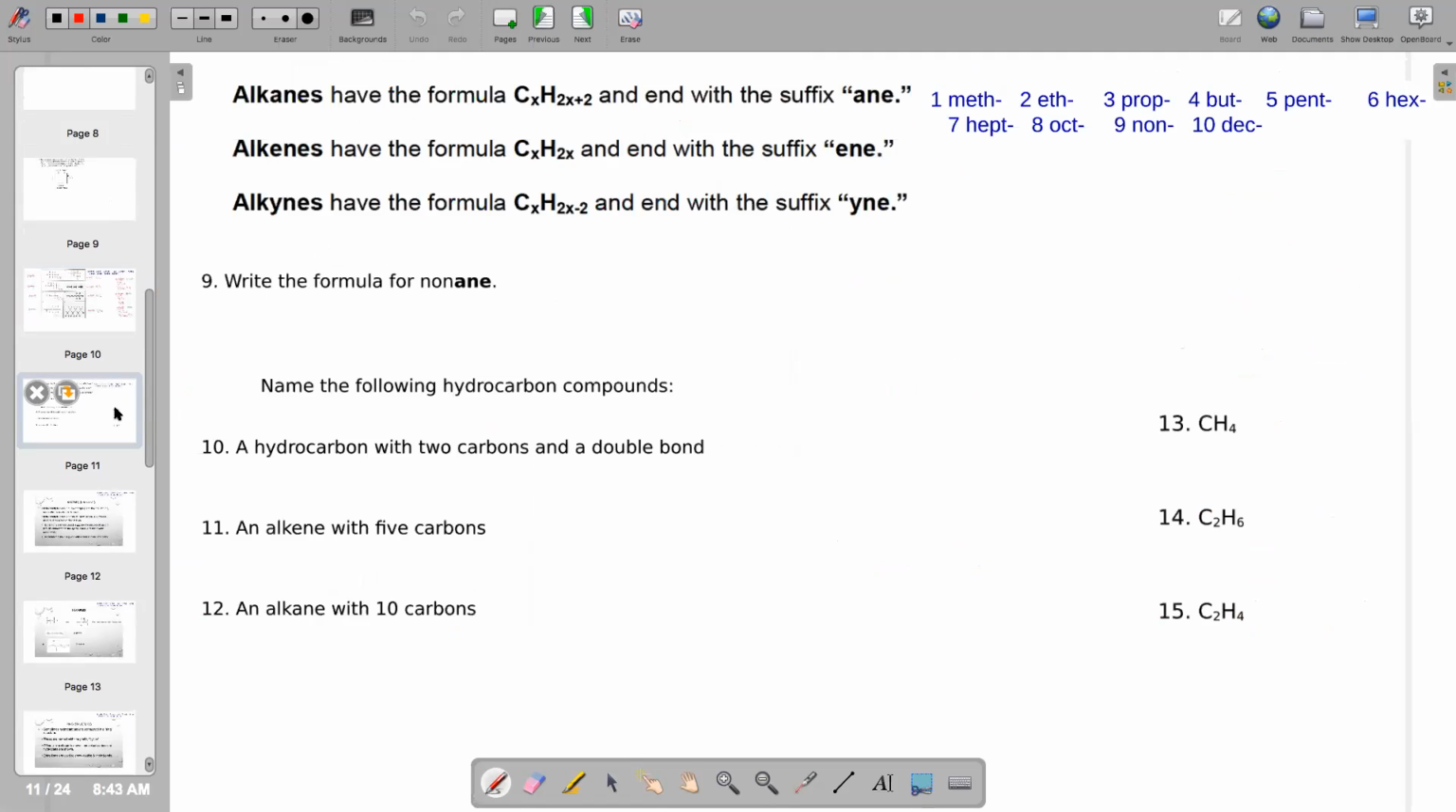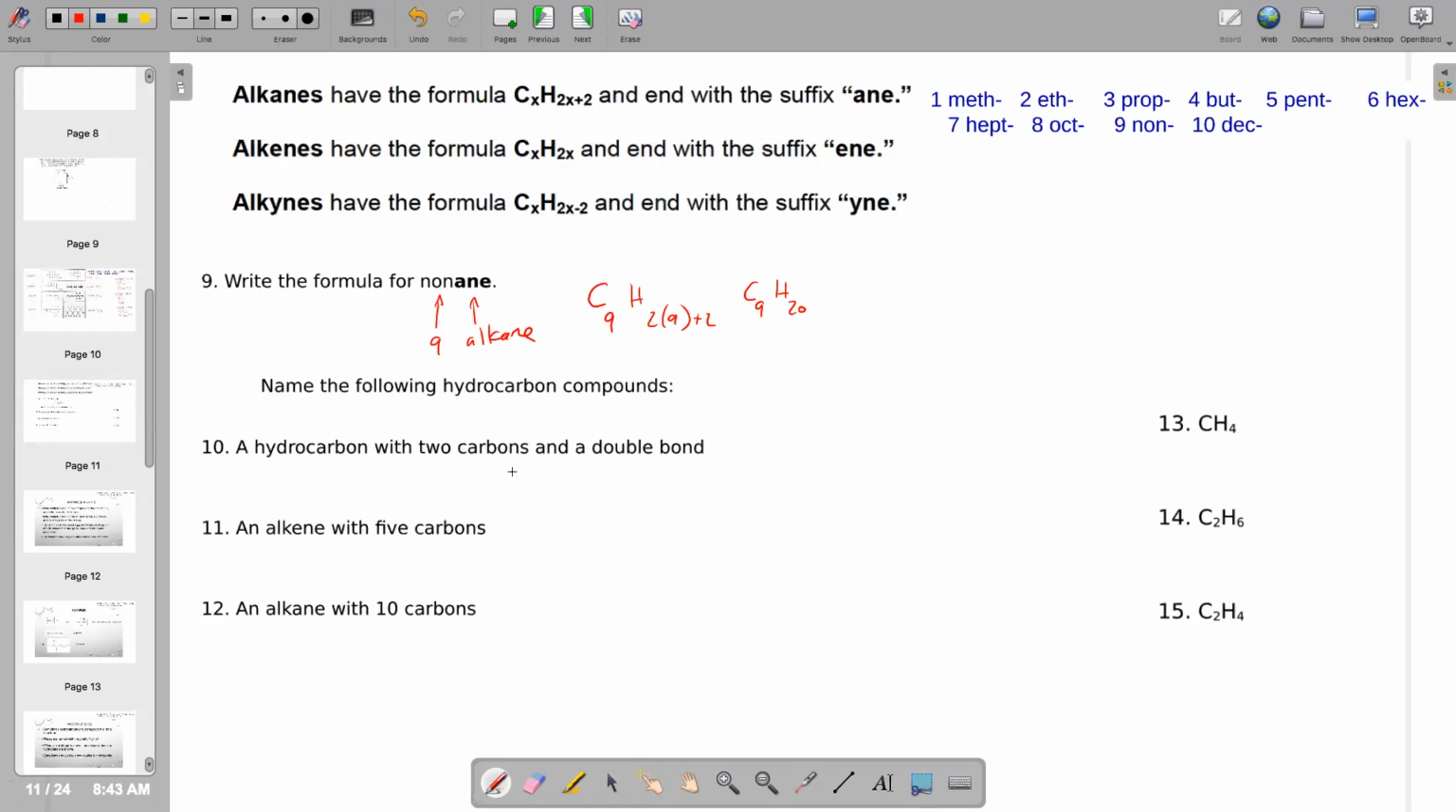All right, then the problems toward the bottom, or the rest of them, 9, 10, 11, 12, 13, 14, 15. We want to know formulas for these. So formula for nonane: non means 9, and alkane is a 9-member alkane. So alkanes go C9, and then H, 2x plus 2. I'll just show how the math goes here. 2 times 9 plus 2 is 20. So it's C9H20. It's 2 times 9 is 18, and 18 and 2 is 20.